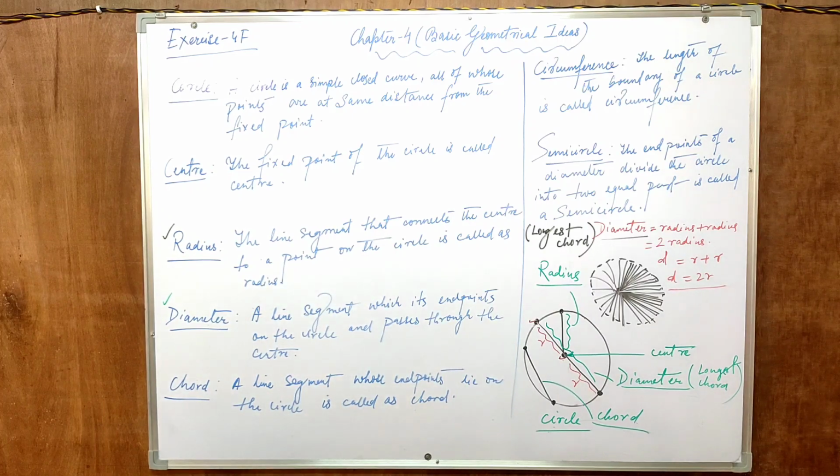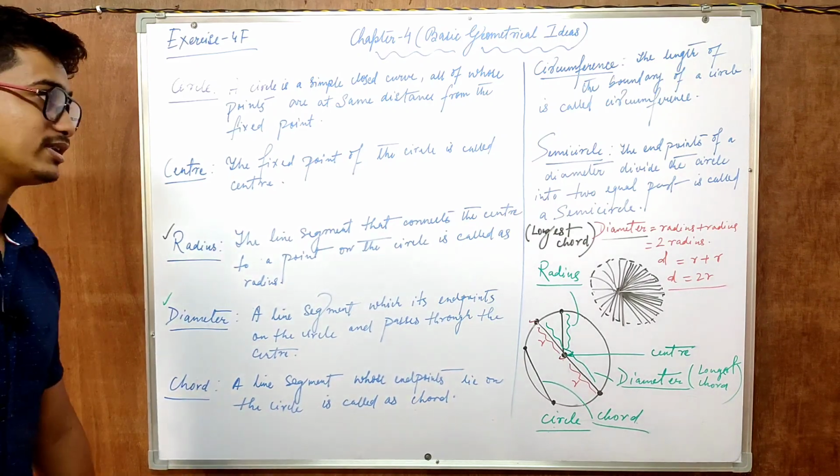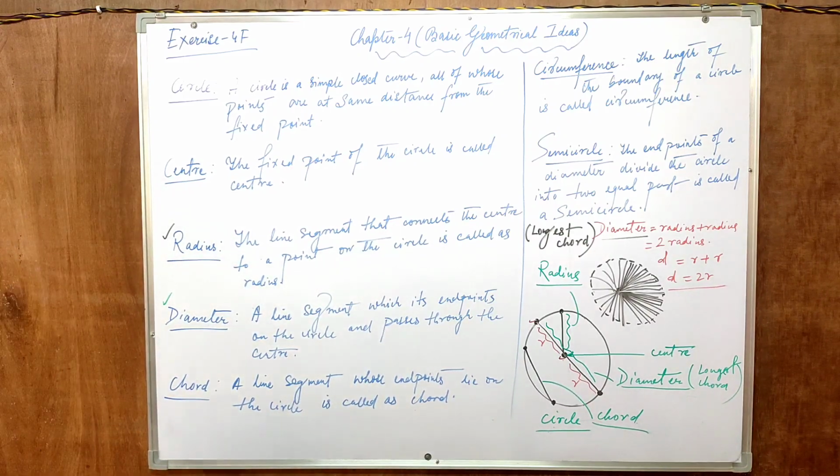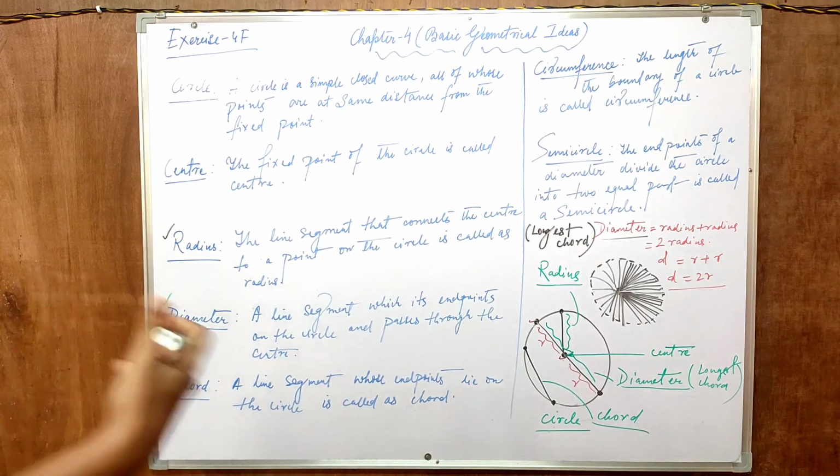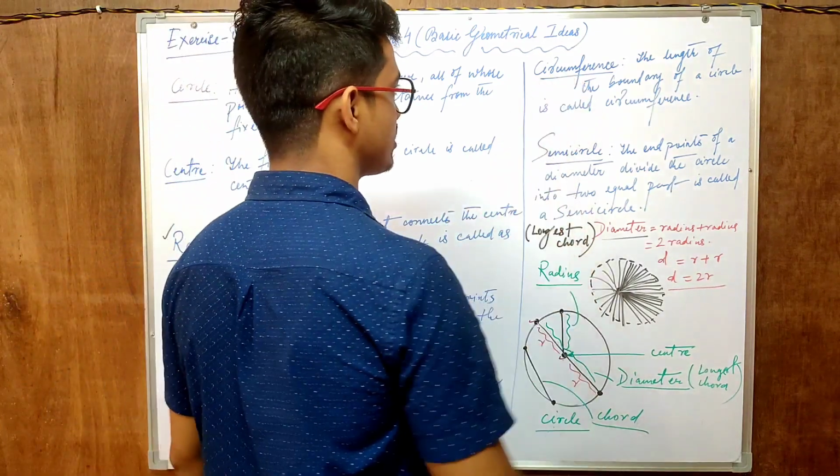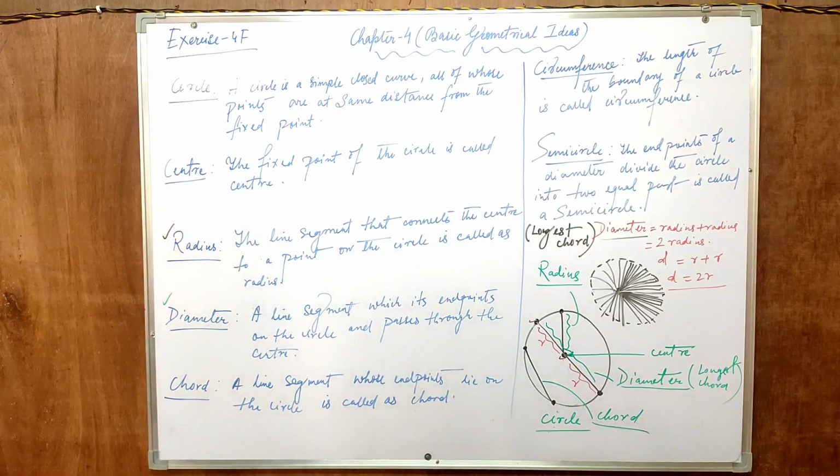So that means now we have cleared what a circle is, what the center is, what the radius is, the relationship between radius and diameter, what exactly a chord is, and that the diameter is the longest chord, which we have understood right now. Focusing on our next topic, that is circumference. What do you mean by circumference? The length of the boundary of a circle.